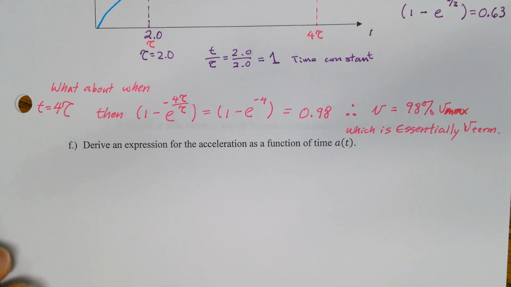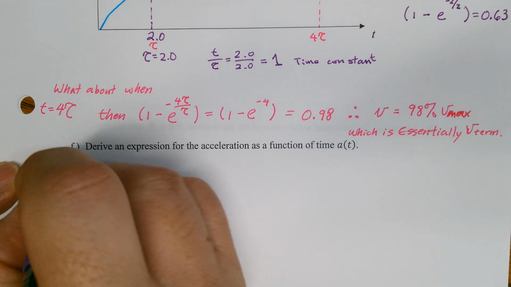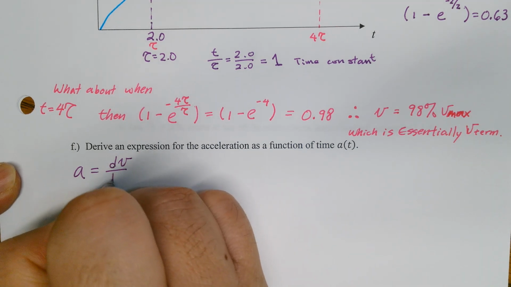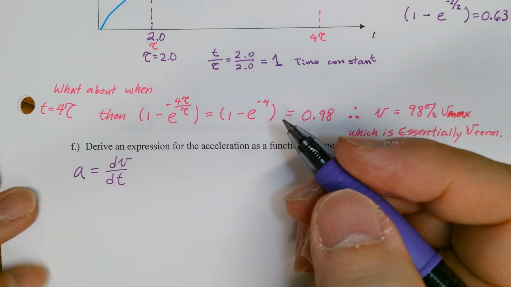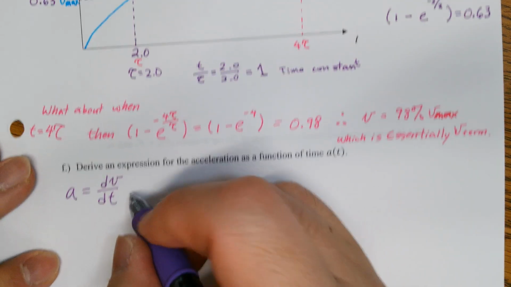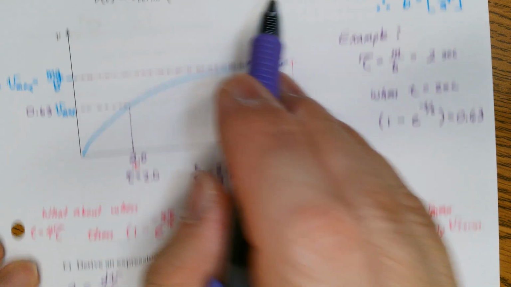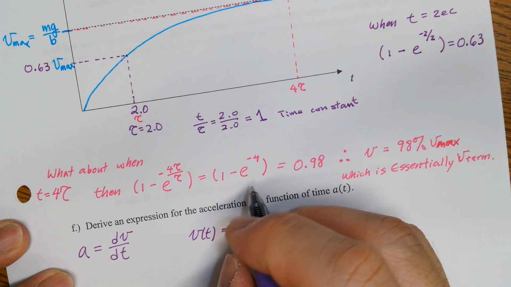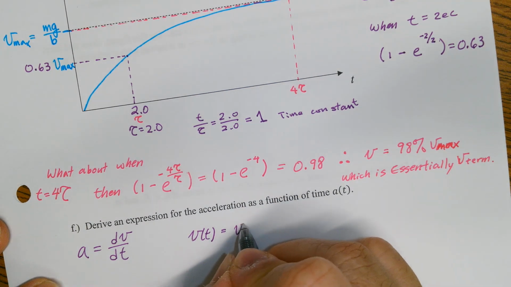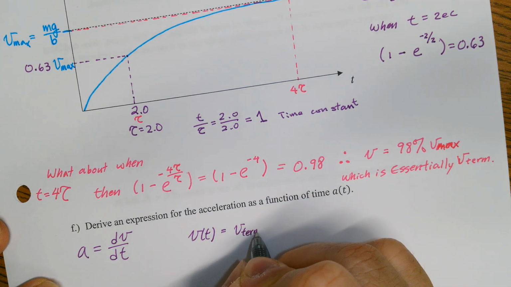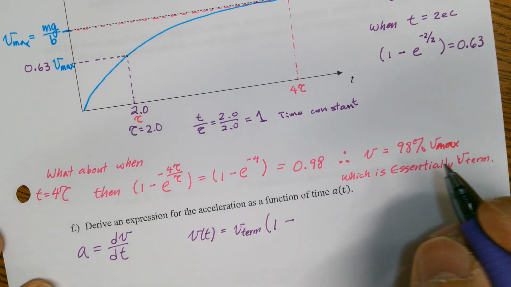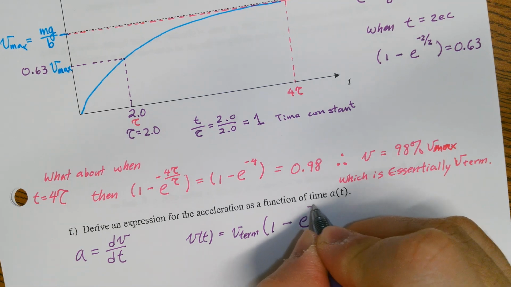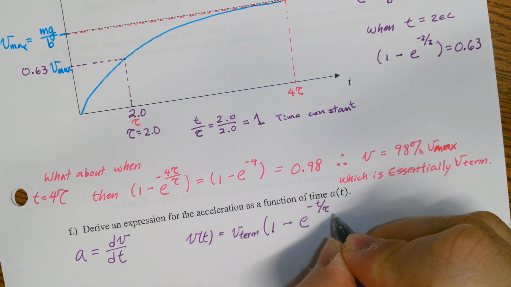Well, okay, in our case, my acceleration is equal to dv over dt, right? That means I've got to take pretty much the derivative of this function right here. And since my v of t happens to be v terminal times 1 minus e to the negative t over tau, right?